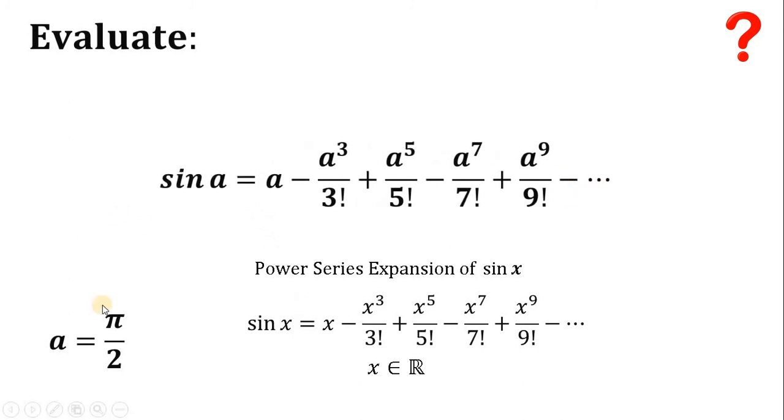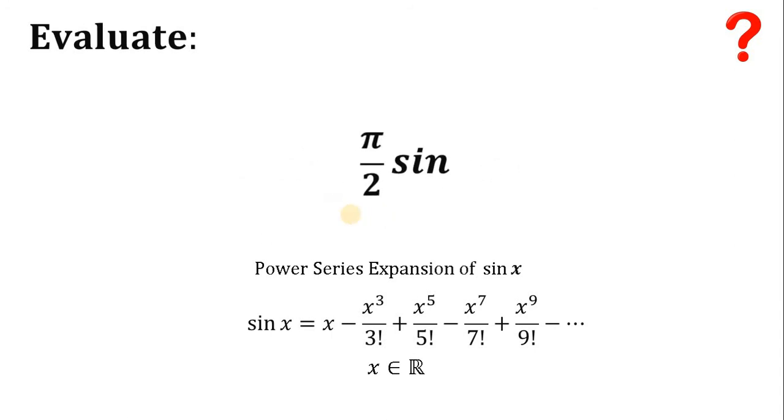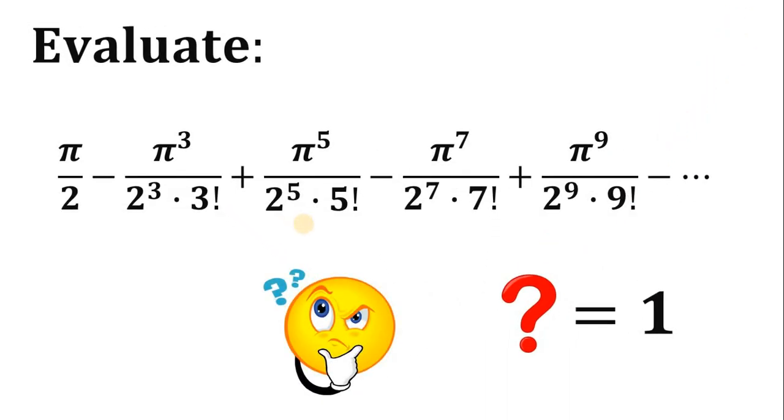And we know that a is just pi over 2. Therefore, our series can be evaluated as sine of pi over 2. And we can easily do that because sine of pi over 2 is just 1. Therefore, the value of this series is just 1. And as always, we are done.